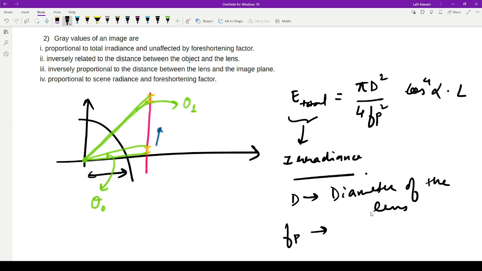FP is the distance between the lens and the image plane. Okay, I should write image plane.